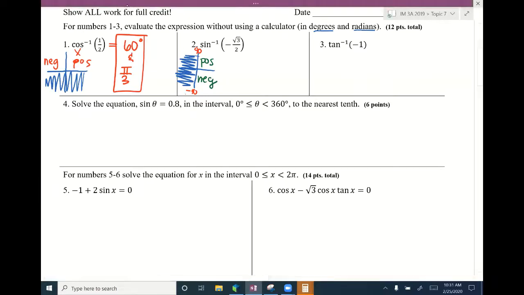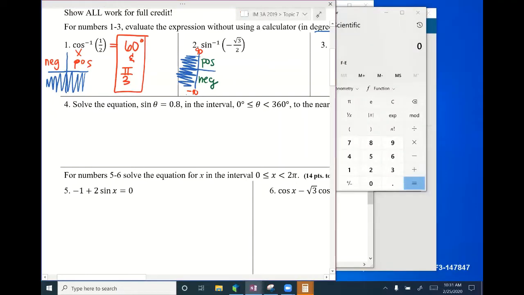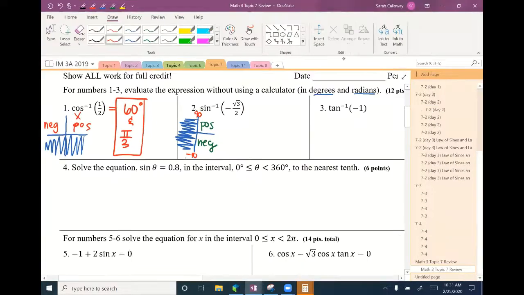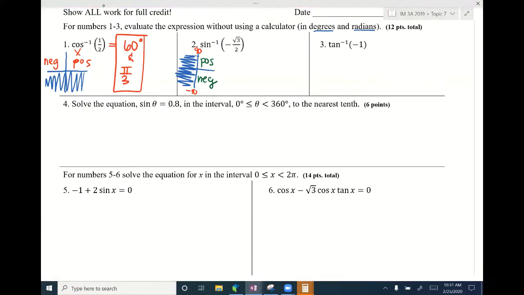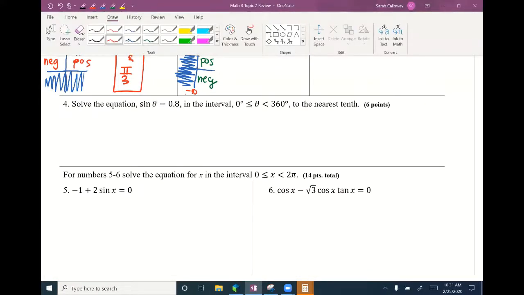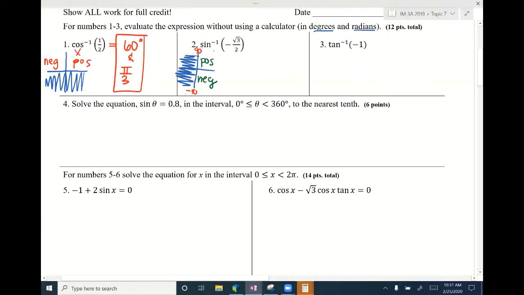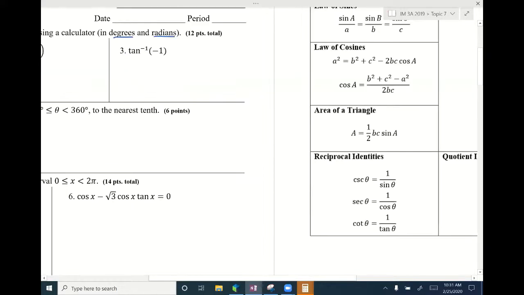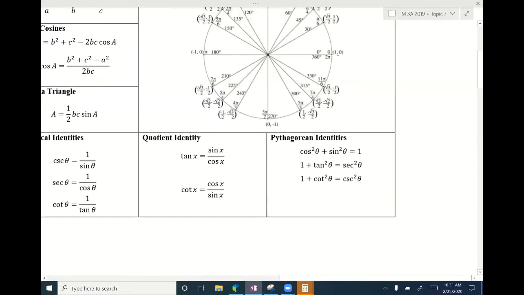So since I'm looking for when sine is negative radical 3 over 2, that means that I'm looking for sine, so the y value, to be in quadrant 4, a negative radical 3 over 2. So the y coordinate is negative radical 3 over 2 here. So this is 300 or 5 pi over 3.